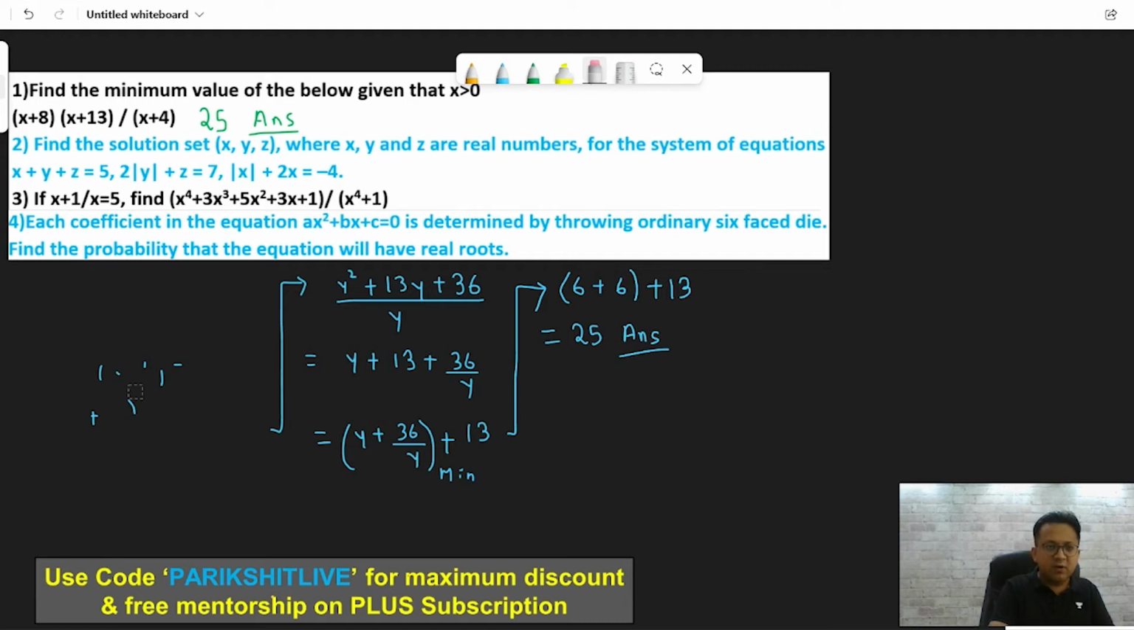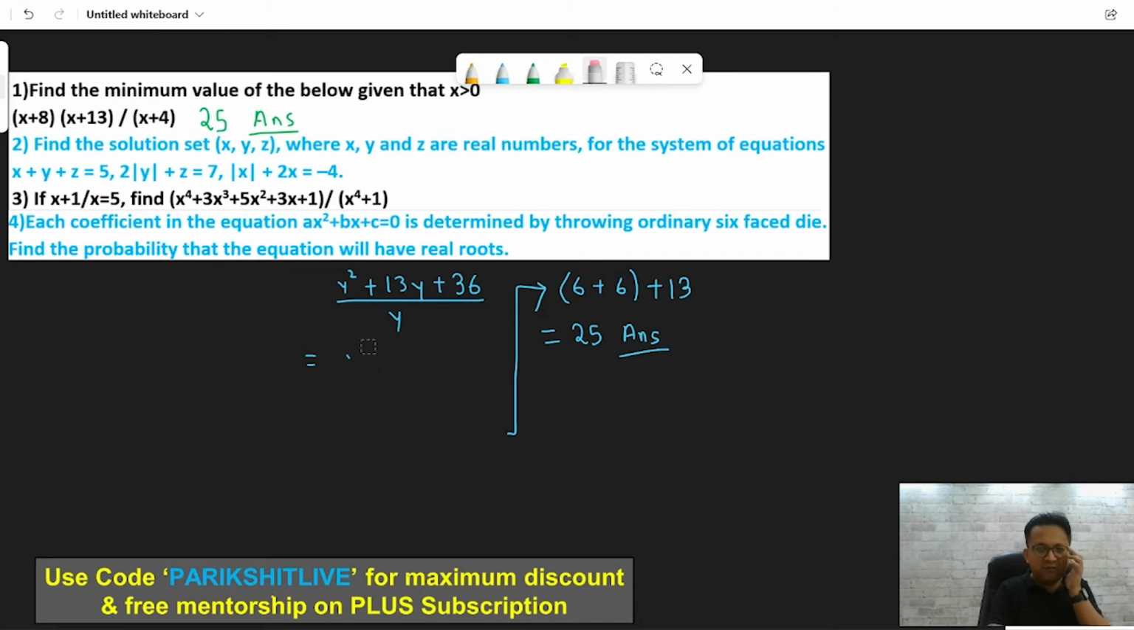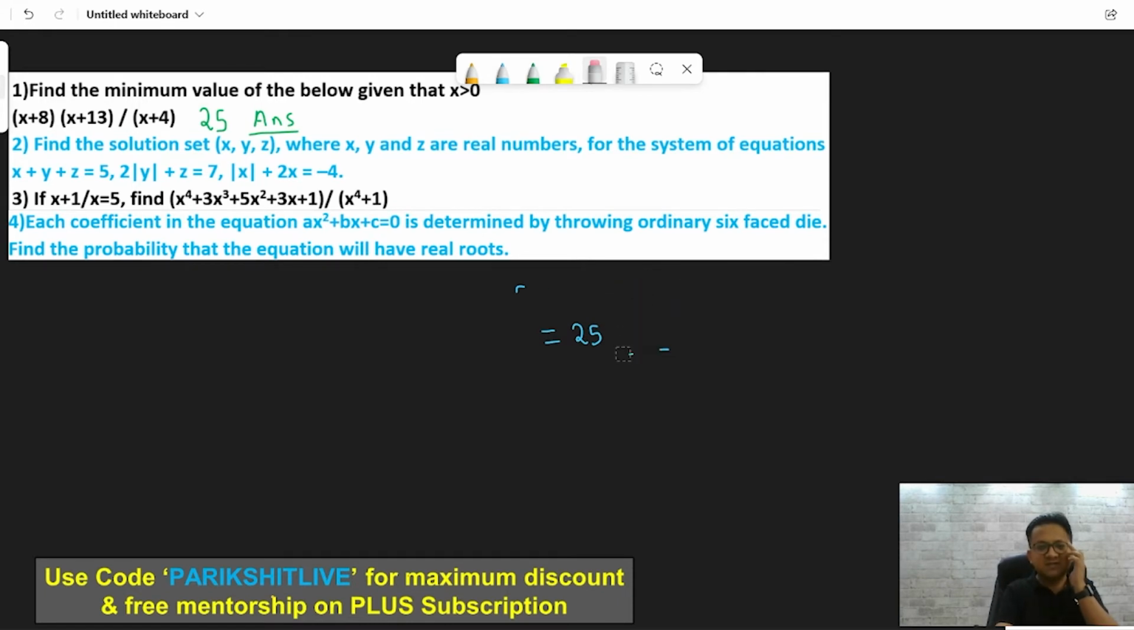Okay, let's read number 2 together. Find the solution set X, Y, Z, where X, Y, Z are real numbers, for the system of equations. So they have given you 3 equations: X plus Y plus Z is 5; 2 times mod of Y plus Z is 7; and mod of X plus 2X is minus 4. So basically this is a question from modulus. Let's try it.